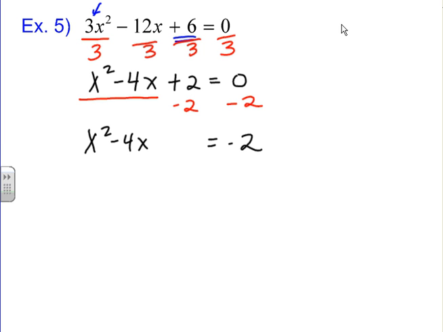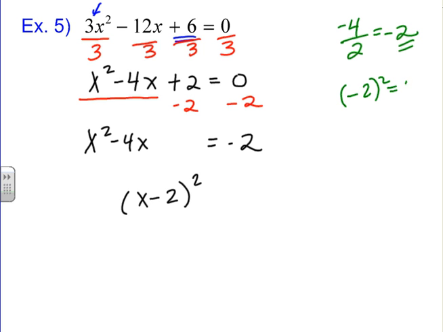We're going to take that b, which is negative 4, and divide it by 2, so we're going to get negative 2, which means that our perfect square binomial will be x minus 2 squared. And if I take that negative 2 and square it, that's going to give me 4. So what I'll be doing is adding 4 to both sides. When I reduce the right side, negative 2 plus 4, I'm going to get the answer of 2.